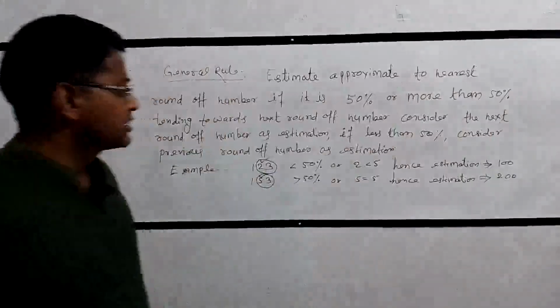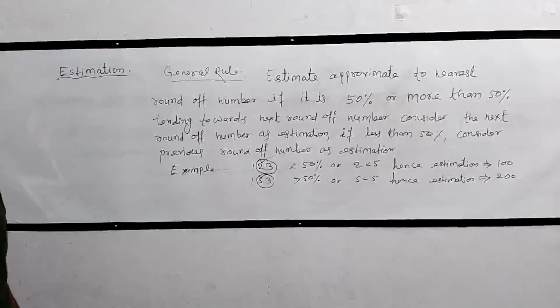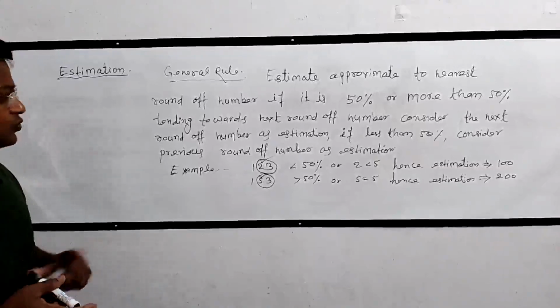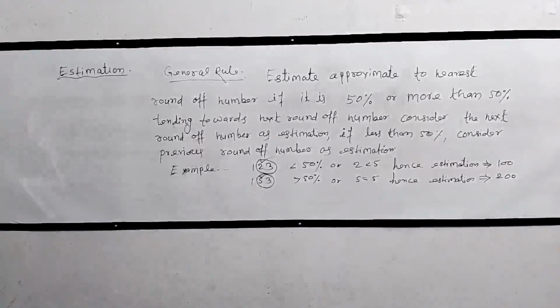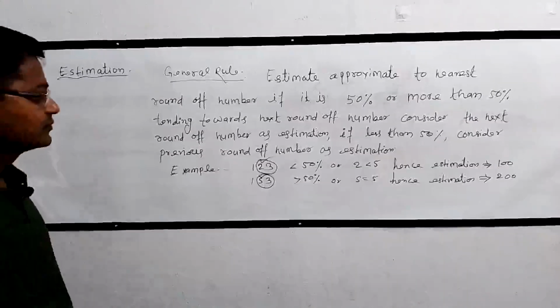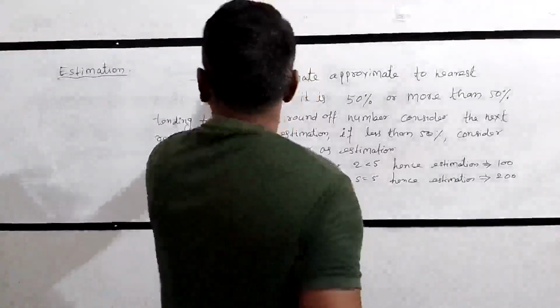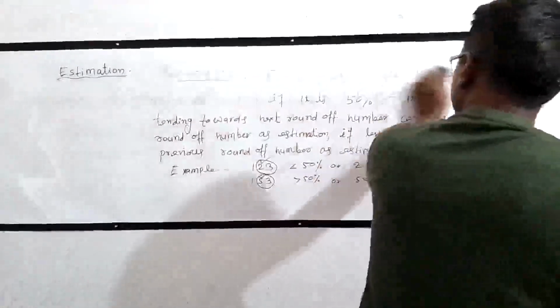So this is through the general rule. I hope you understand about it. So take a screenshot immediately. Okay, next. This estimation was through the general rule.